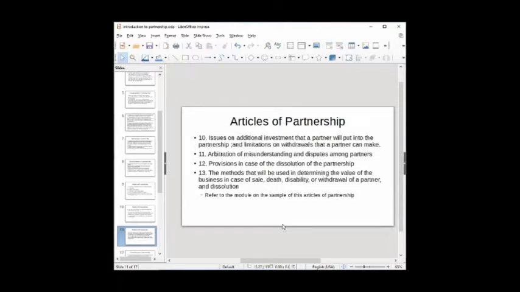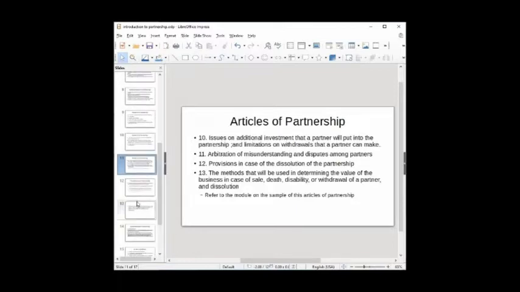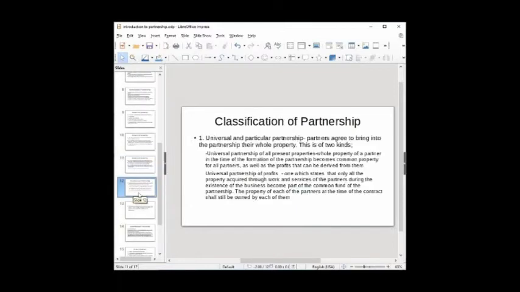So if you want to see an example of these articles of partnership, then you can go to our module. We already have a sample of these articles of partnership. Now, moving on, let's talk about the classification of partnership. One of the classifications is universal and particular partnership.